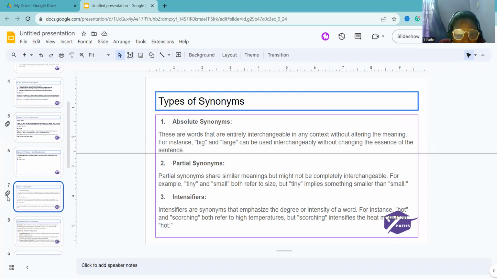Another type of synonyms you should consider is intensifier. Intensifiers are synonyms that emphasize the degree or intensity of a word. For example, hot and scorching both refer to high temperature, but scorching intensifies the heat more than hot. Trying to show the degree at which something happens. Yes, that's intensifier. So you need to know the types of synonyms and try to differentiate them when you see them in sentences.